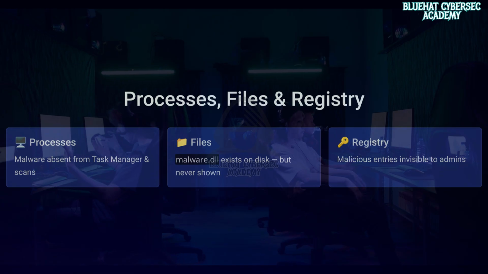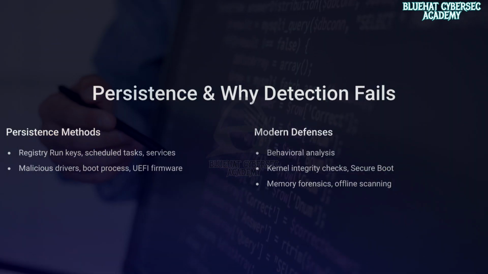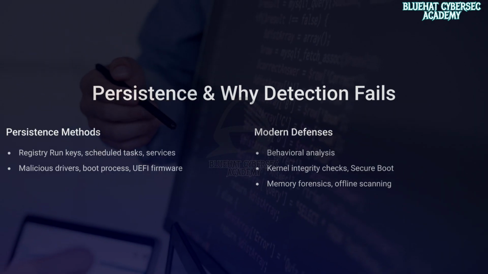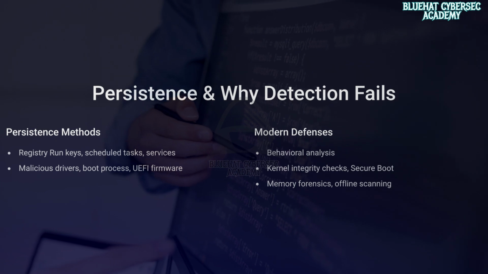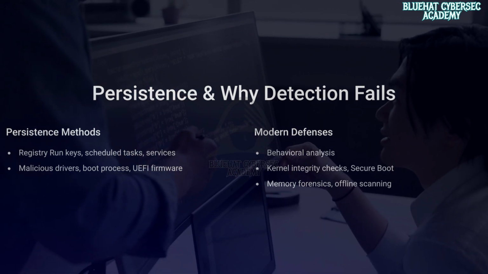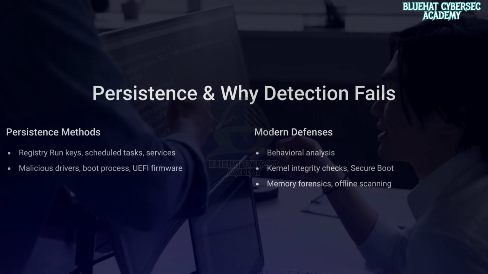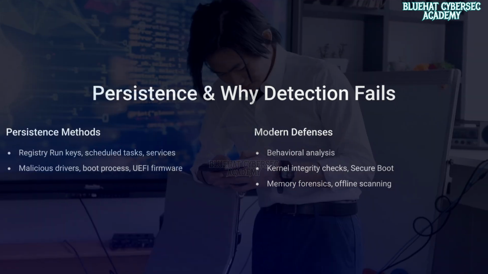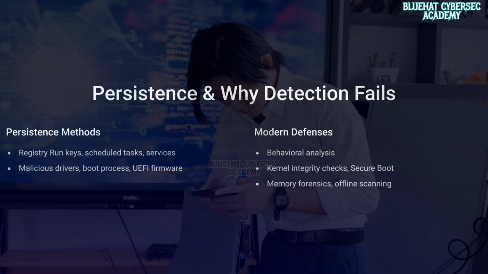Of course, stealth alone isn't enough. If the malware disappears every time the computer reboots, its usefulness to an attacker is limited. That's where persistence comes in. Persistence refers to the techniques malware uses to survive restarts and remain active over long periods of time. Rootkits commonly achieve persistence through mechanisms such as registry run keys, scheduled tasks, system services, and malicious drivers.